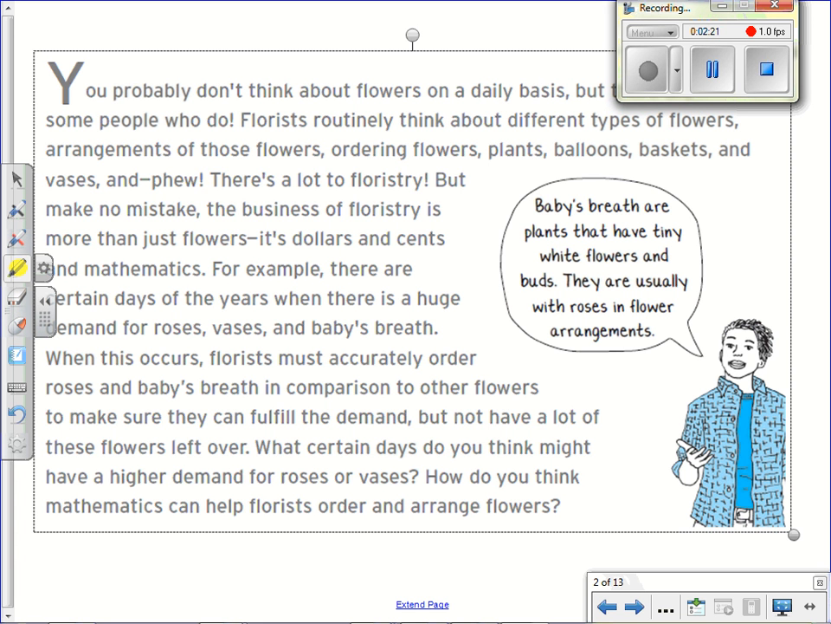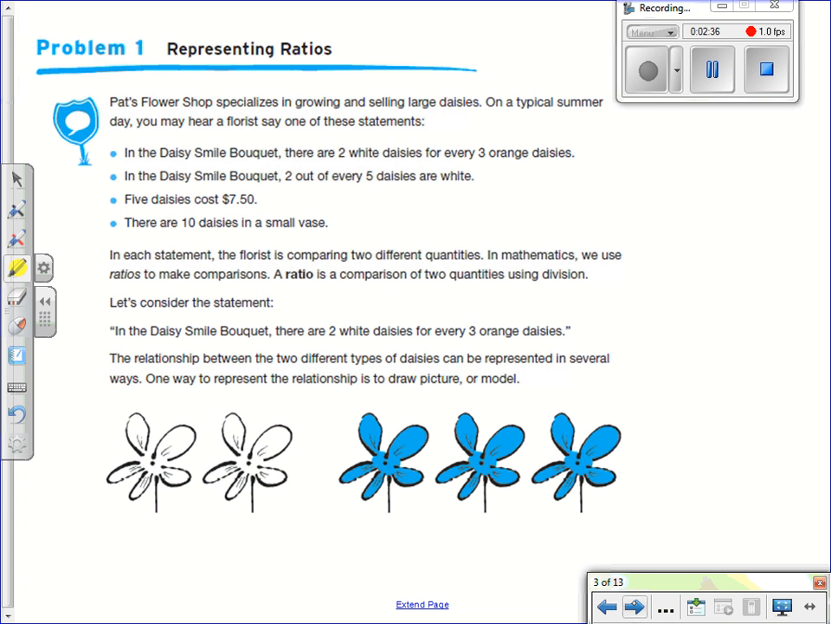So they have to look at averages over years and throughout the year to figure out how many flowers or how many roses on average people buy so that they can have enough when they go to sell it. So Pat's Flower Shop specializes in growing and selling large daisies. On a typical summer day, you may hear a florist say one of these statements.